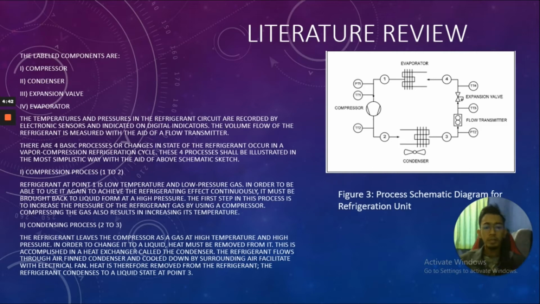So based on figure 3 at the right side, the labelled components are the compressor, condenser, expansion valve and evaporator. So for the process 1 until 2, the refrigerant at point 1 is a low temperature and low pressure gas. In order to be able to use it again to achieve the refrigerating effect continuously, it must be brought back to liquid form at a high pressure, and the first step in this process is to increase the pressure of the refrigerant gas by using a compressor.